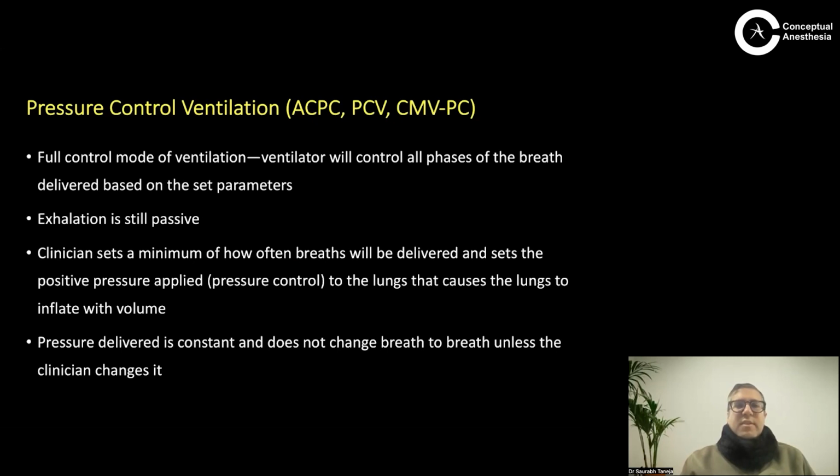So what does the clinician set? The clinician sets a minimum of how often breaths will be delivered, that is the respiratory rate, and sets a positive pressure applied to the lungs that causes the lung to inflate with the volume at a very basic level. That is what the clinician sets. The pressure delivered is constant and does not change from breath to breath unless the clinician changes it. So you have set the pressures, and we'll be seeing what all we set.